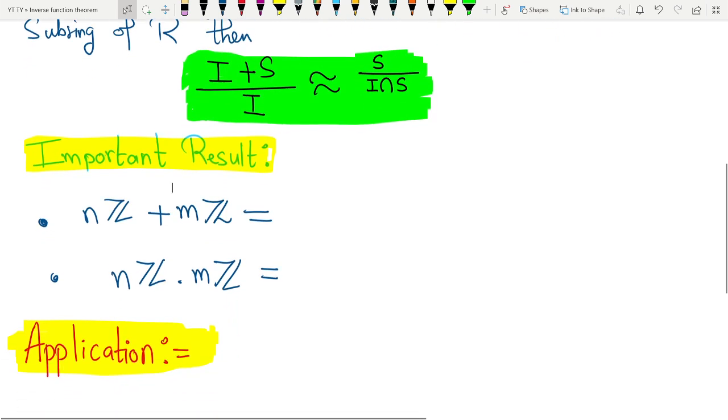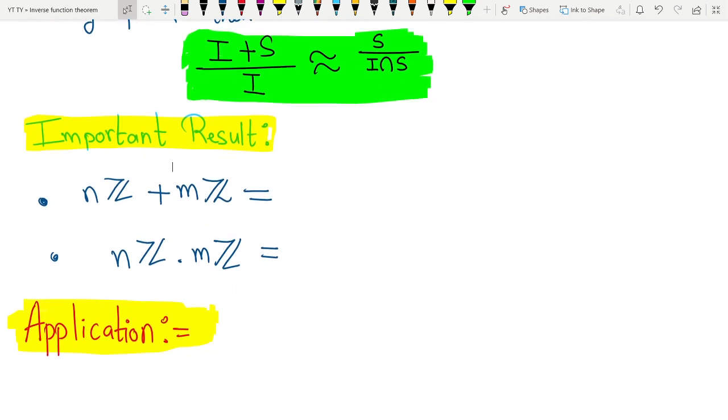But before that, I would like to share a few important results. What is the result? If you have nZ and mZ, these are nothing but two principal ideals of Z. If you are trying to add them, the answer would be the same as the GCD of n, m times Z. For example, suppose I have 2Z plus 6Z, right? The answer is going to be 2Z only.